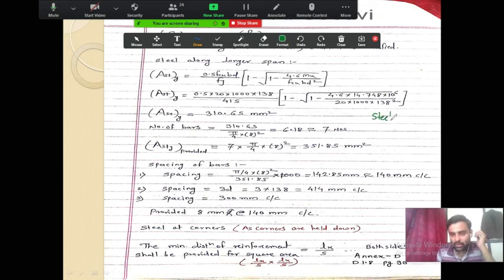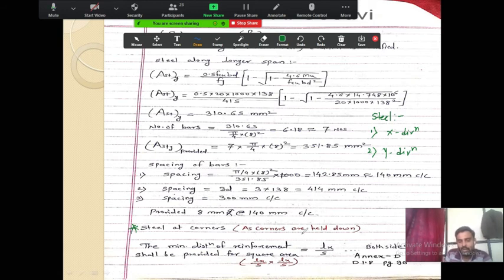We have calculated the steel in the x direction and provided the bars. Steel in the y direction is also calculated, and we have provided the bars, that is the reinforcement. So now after this, we need to provide the steel at corners. Why provide the steel at corners?